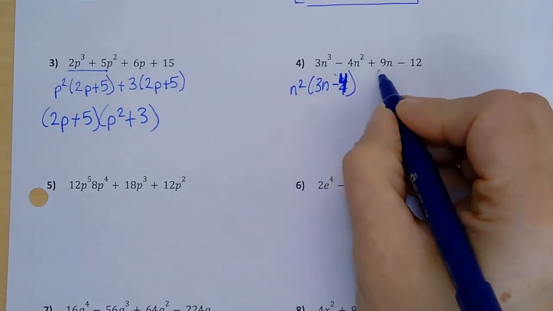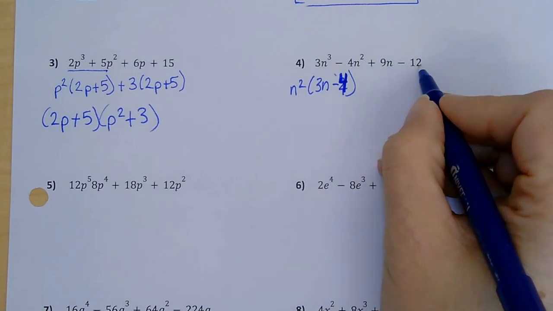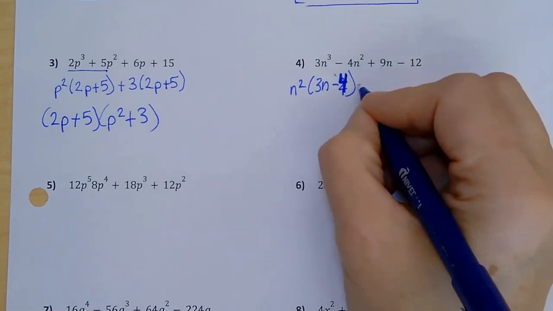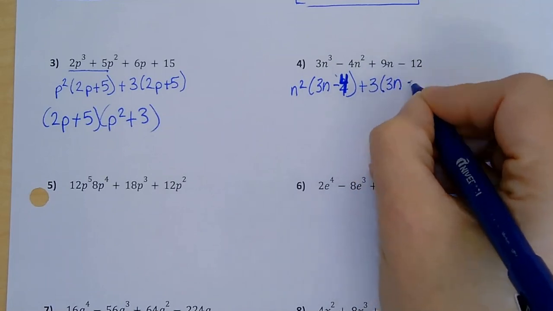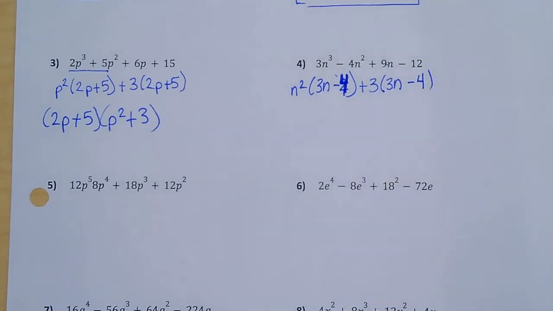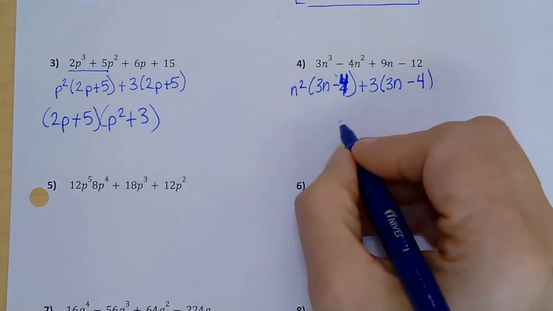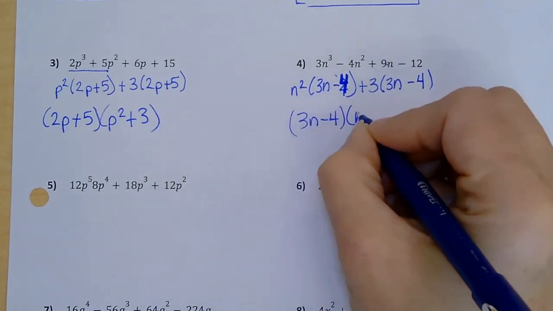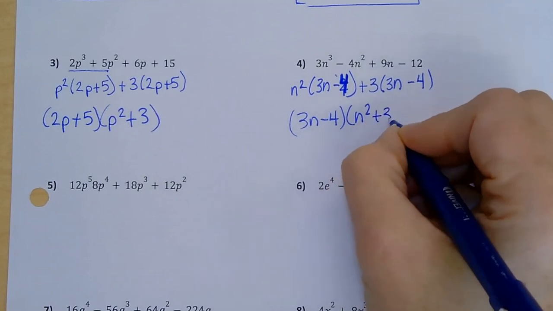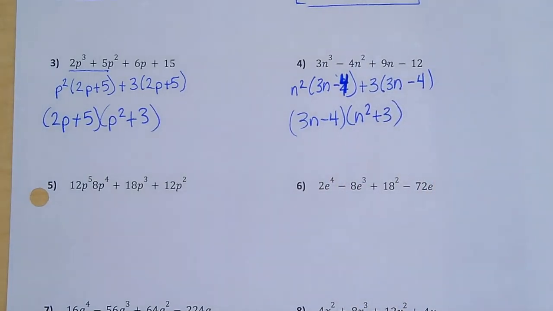Okay, and over here I have 9n minus 12, so if I take 3 out, that leaves me with 3n minus 4. Well, good, that worked, because I was hoping to have a matching binomial, so 3n minus 4 times n squared plus 3. Okay, you know you can always check your work by multiplying all that stuff back together again.